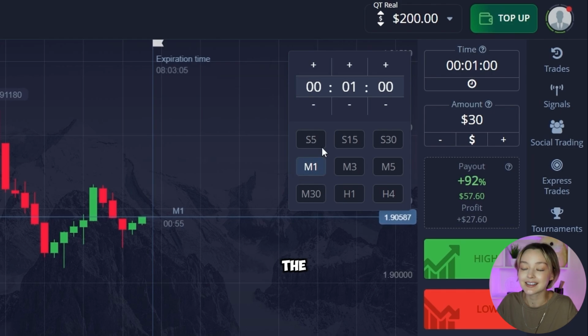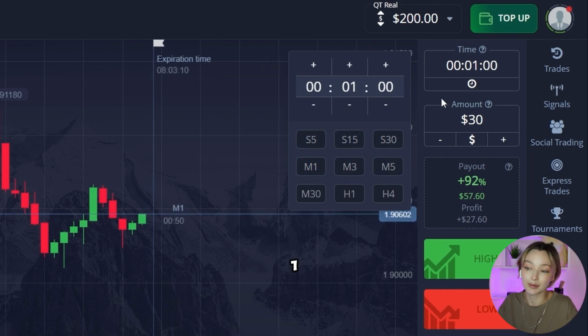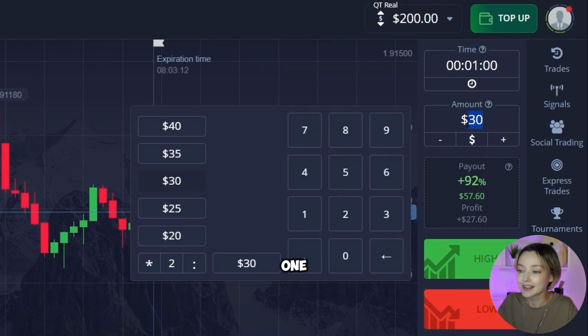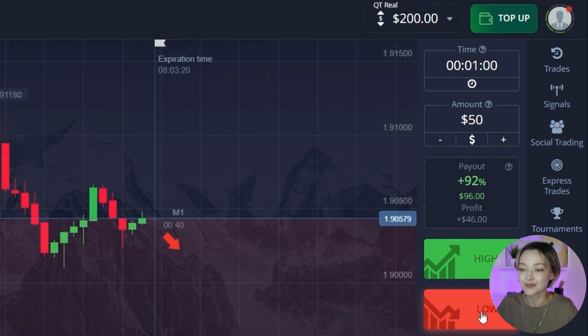On the right, we can set the deal's expiry. We can pick M1, might as well use S30, but today we're sticking to 1 minute trades. So clicking here, M1, then we've got to decide on the trade amount. Let's say it's $50 now. I suggest we're all set now. Let me find a proper case to demonstrate today's strategy.